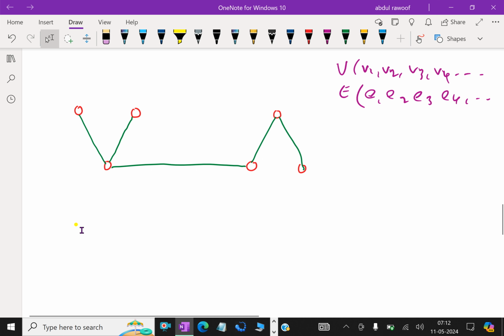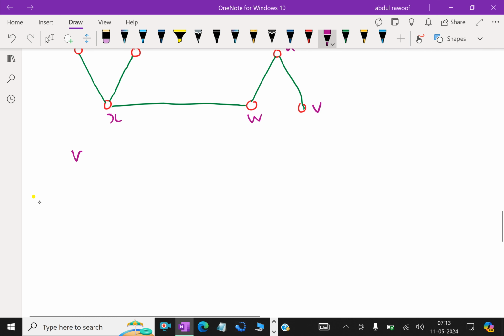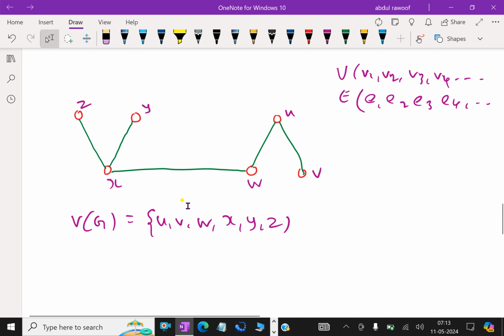Look at this graph. Suppose this is X, Y, Z, U, V, W. In this, V of G, the vertices of the graph G, are U, V, W, X, Y, Z. That means the vertices in this graph are U, V, W, X, Y, Z. These are 6 vertices.